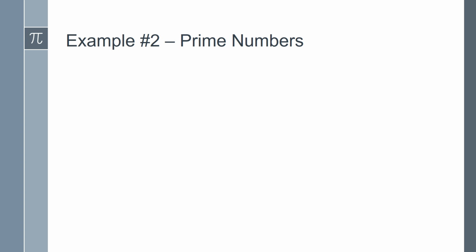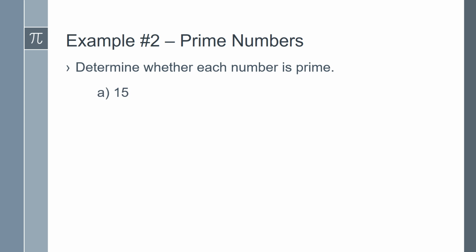Example number 2. Determine whether each number is prime. For each number, we will write down its factor pairs, and we'll know it's prime if it has exactly one set of factor pairs, 1 and itself. If it has 2 or more factor pairs, we will know that that number is not prime.